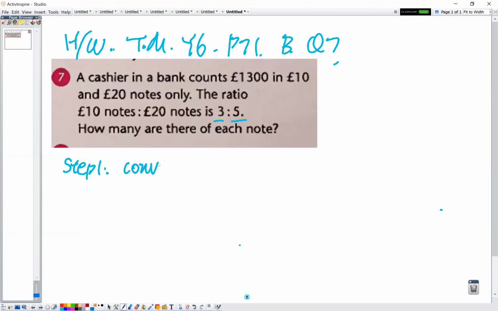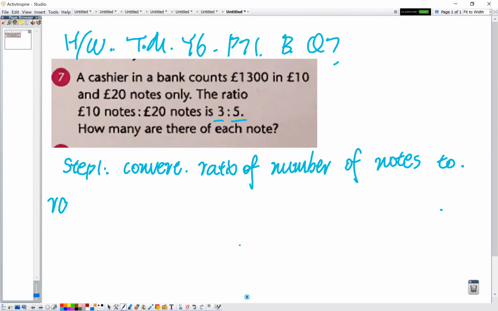Step 1, convert the ratio of number of notes to the ratio of value. Why? It's because the question gives you the total £1,300. This talks about the value, it talks about the money. It doesn't say we have 1,300 notes. If your question gave you 1,300 notes, then you could use 3 to 5 straight away. But this talks about values. That's why we have to do something different.